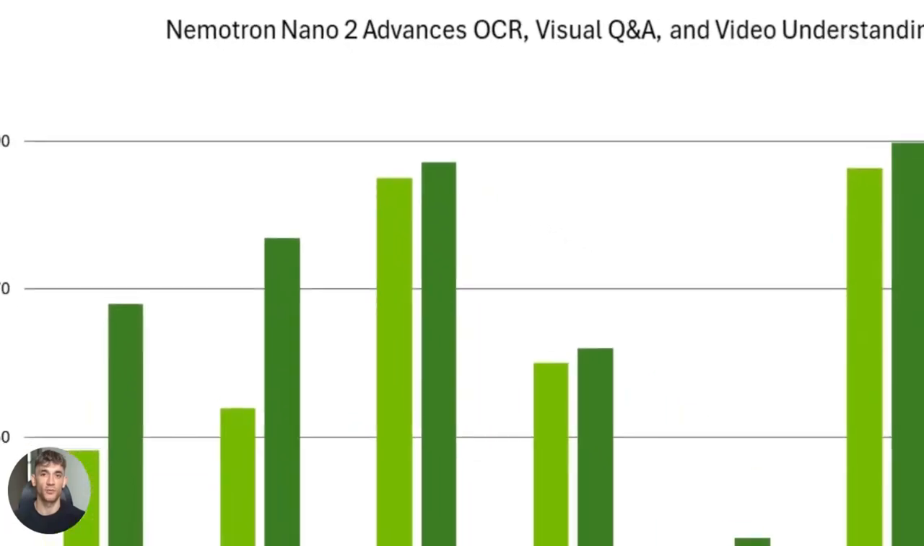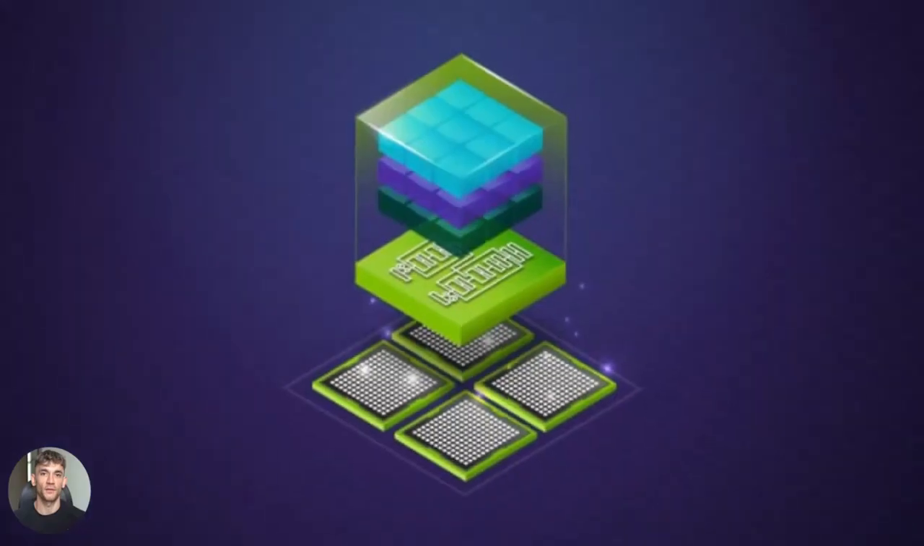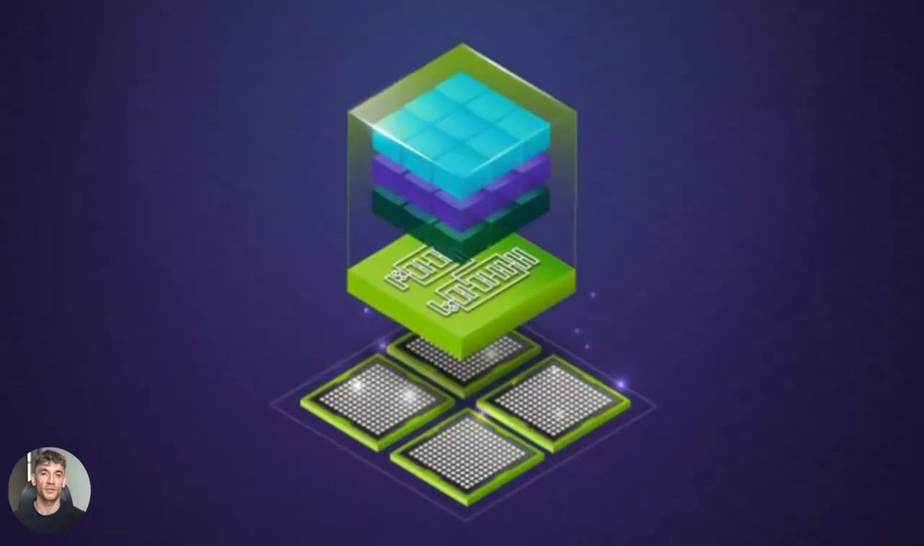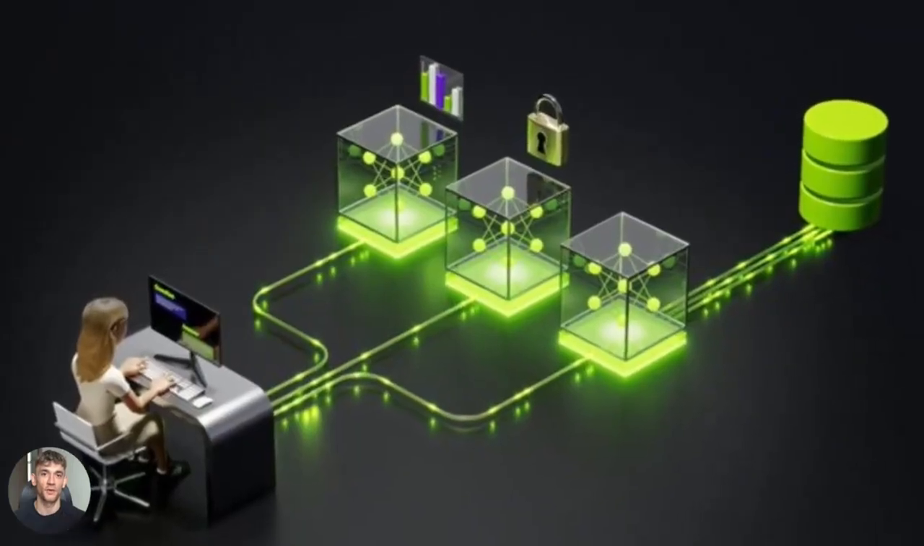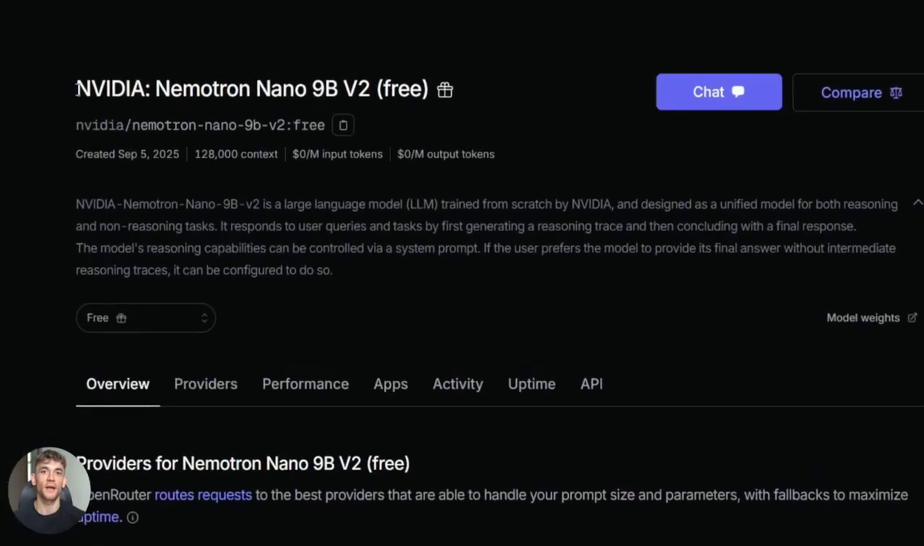NVIDIA just dropped a free 12 billion parameter AI model that reads documents, understands images, and watches videos. And you can run it right now for free. I'm talking about Nemotron Nano 2VL.